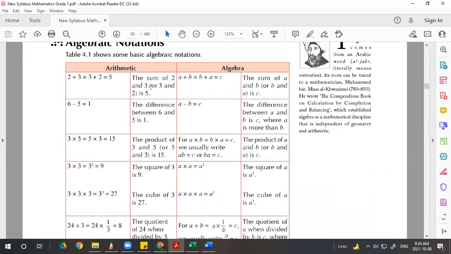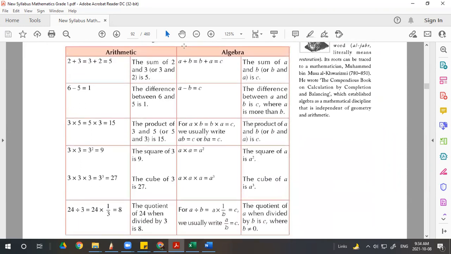So for example, the sum of 2 and 3, this is arithmetic. This is the comparison between arithmetic and algebra. Arithmetic uses numbers, so we have a certain value. For algebra, a plus b equals b plus a equals c. So you just change the number by its letter. It can be anything. You know the sum. What is sum? Total. You add the numbers, right? What is difference? Difference is subtraction. What is product? Product is multiplication.